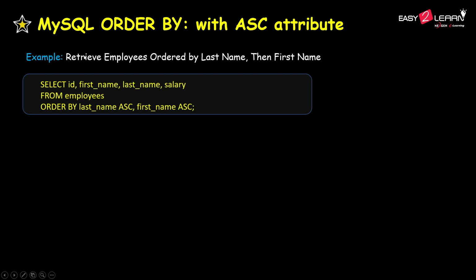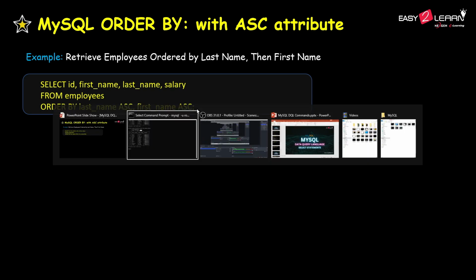Retrieve the employees ordered by last name and then first name. I'm using the ORDER BY clause. Previously I used it for numeric values. Now we can also use the ORDER BY clause on names. So here I'm using last name with ascending order and first name with ascending order. Let's see how it is going to retrieve the employee records.